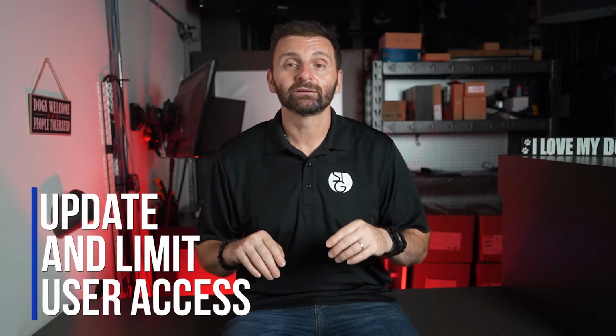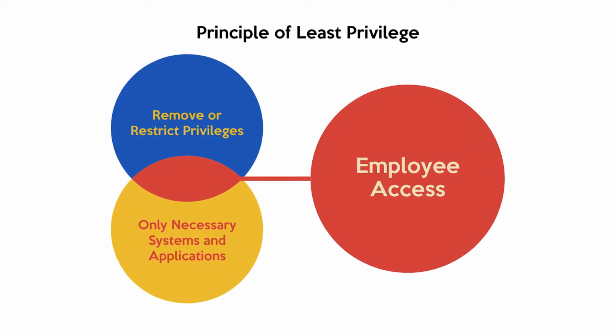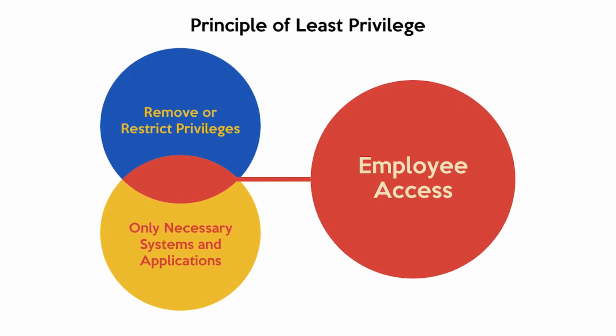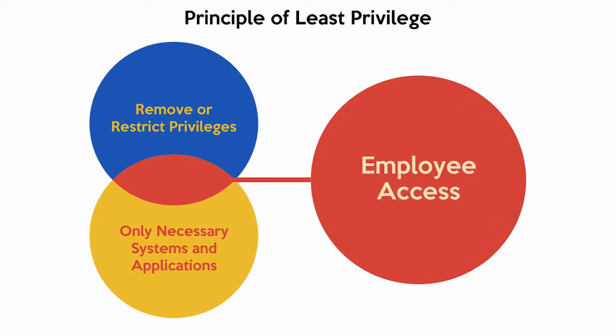Number 4, update and limit user access. Make sure you limit access for your users. Always fall back to a least privilege model. Only give people access to things they absolutely need and deny them everything else. Team members only need access to the resources they require to do their jobs. Be limited with who you grant admin access to.